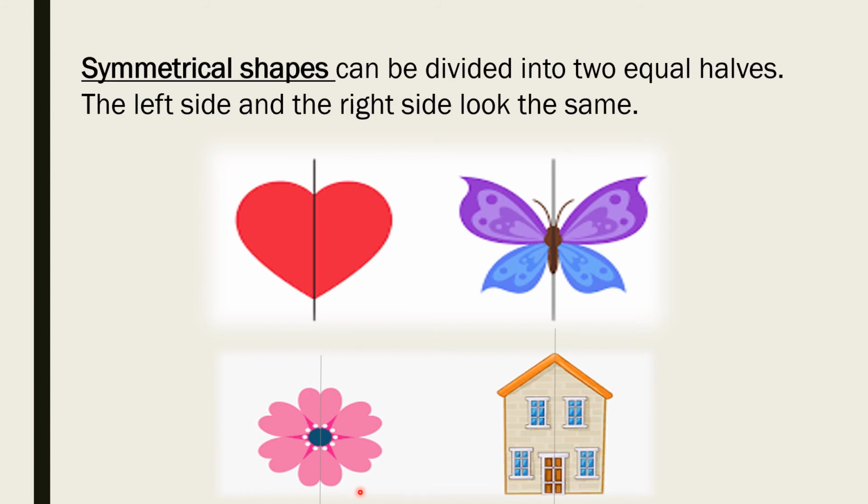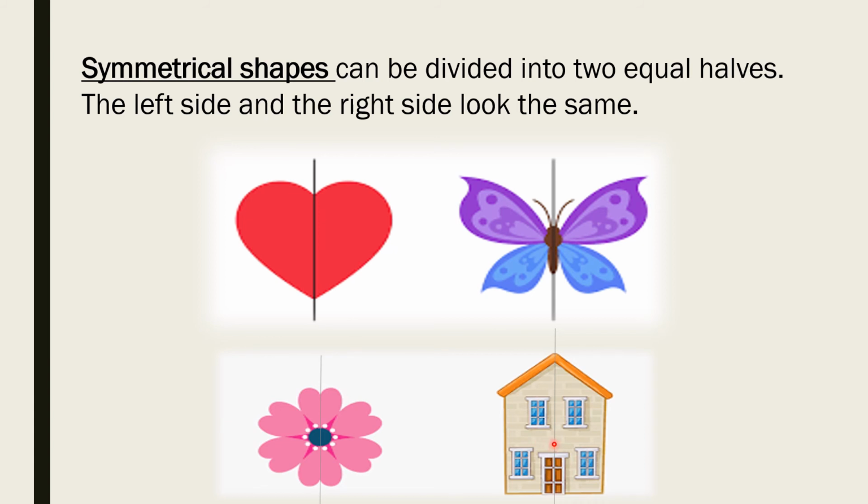Look at this. This is a flower. If I make a line in between, a line in the center, is the left hand side same as the right hand side? Yes. You can see by making a line in the center, I have divided this flower into two equal halves. The left side is the same as the right side. This means this flower is a symmetrical shape. It's a symmetrical object.